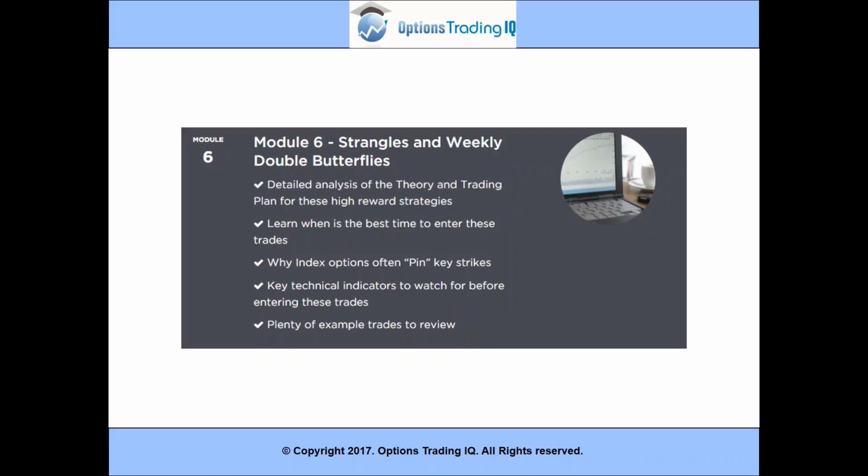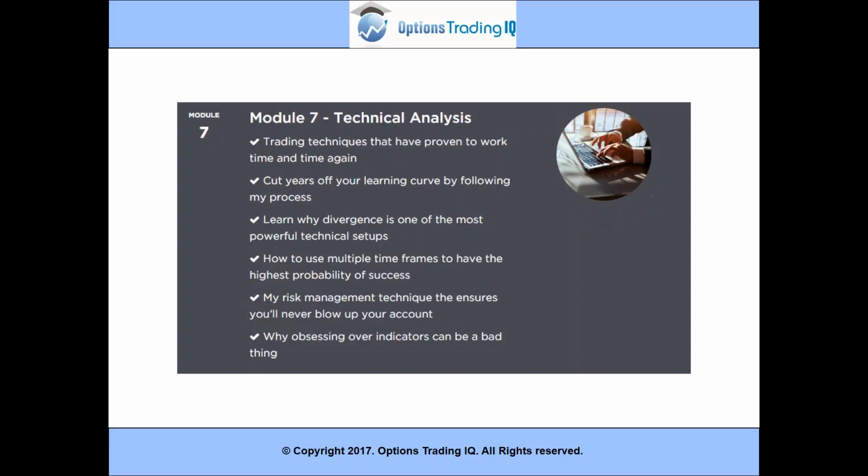Module 6, strangles and weekly double butterflies, theory, trading plan, examples, case studies, all that good stuff. Learn when is the best time to enter these trades, why index options often pin key strikes. So that's part of what we're aiming for with the weekly double butterflies, to place them at those key strike levels and hope that that index finishes right at that middle of the butterfly, okay? It's happened to me once before. It was brilliant. Doesn't happen all the time, but I'll share with you those examples and why it can work quite well. And also key technical indicators to watch for before entering these trades. Again, lots of examples, case studies.